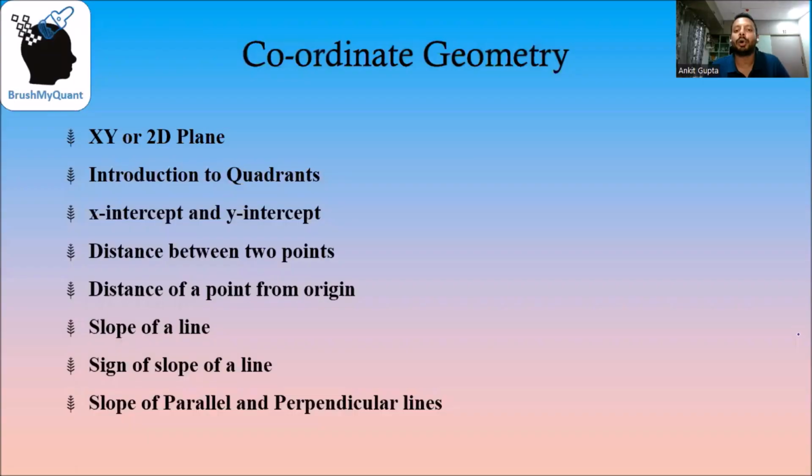So let's get started with today's topic of theory on coordinate geometry. Today we'll be discussing what an XY or 2D plane is. We'll do the introductions for quadrants. Then we'll talk about the x-intercept and the y-intercept. Then we'll look into distance between 2 points, distance of a point from origin, slope of a line, sign of slope of a line, depending on how inclined the line is, and then slope of parallel and perpendicular lines. So let's start with an introduction to XY or 2D plane.